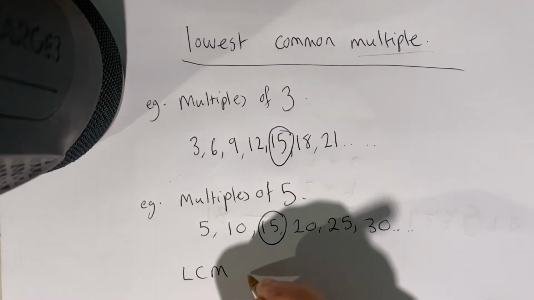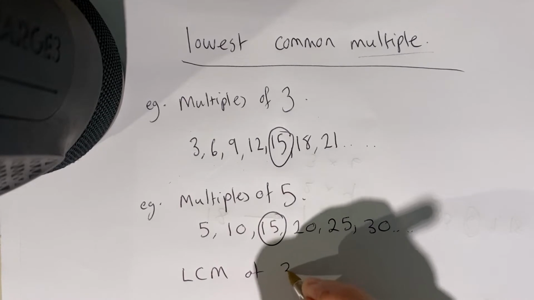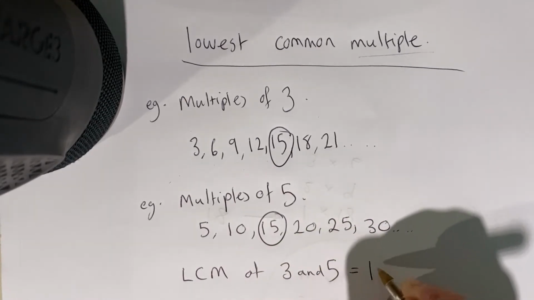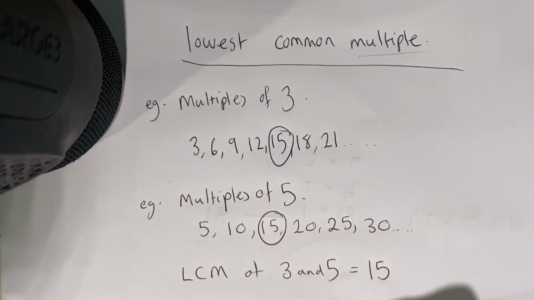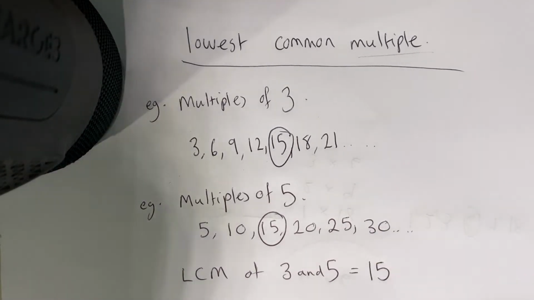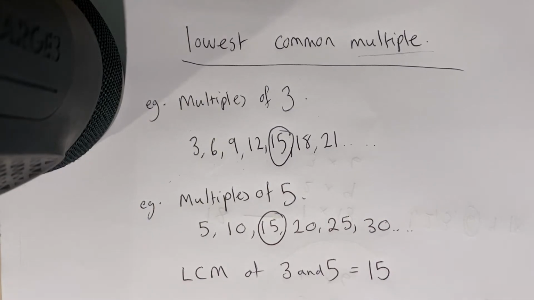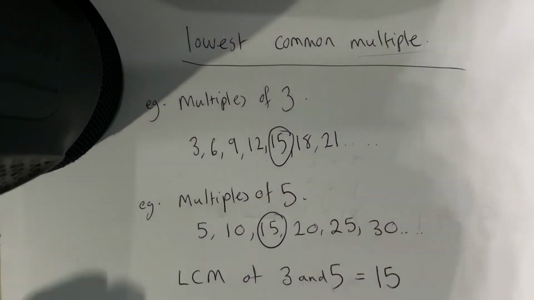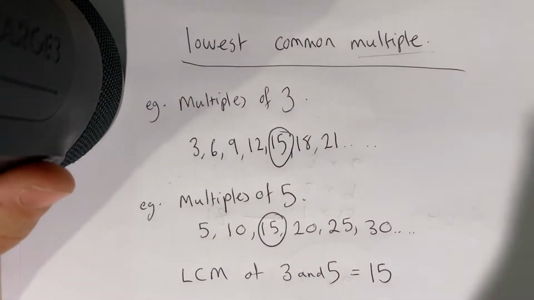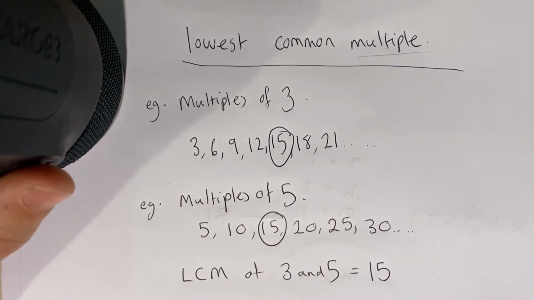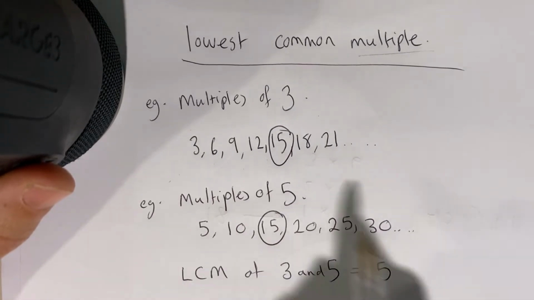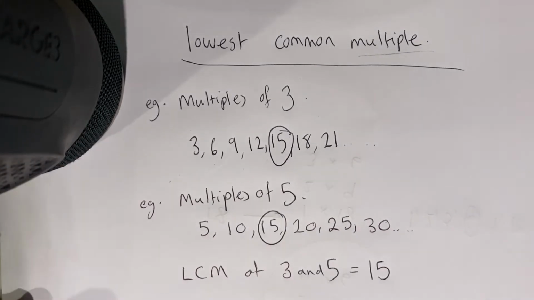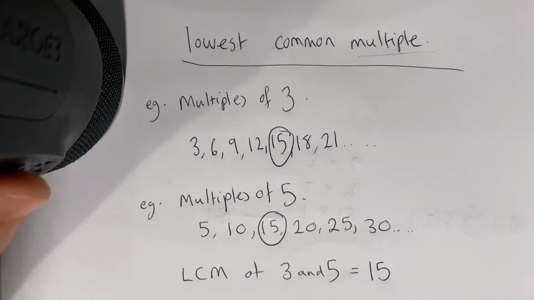LCM of 3 and 5 equals 15, which in this circumstance, coincidentally, is 3 times 5. Okay, great. We'll do more on that later, actually. But if that makes sense to you, that's good. This is important usually for adding fractions, because when we look at getting a common denominator, we're often looking to use the lowest common multiple in order to keep things nice and simple.